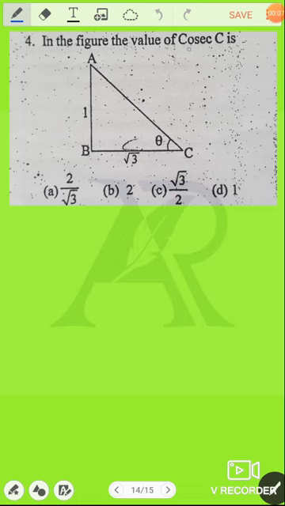In the figure, the value of cosecant C is. This I should take as C. The side opposite to angle C is this one, AB. The value is 1. And the adjacent side is this one. The side opposite to 90 degree will become hypotenuse. Here we don't know the value of hypotenuse. First I need to find that. Hypotenuse is AC.